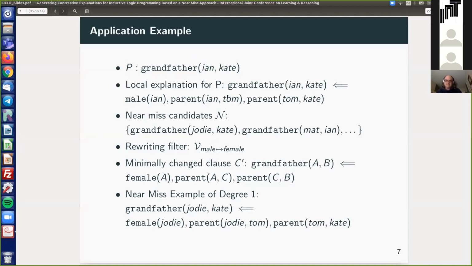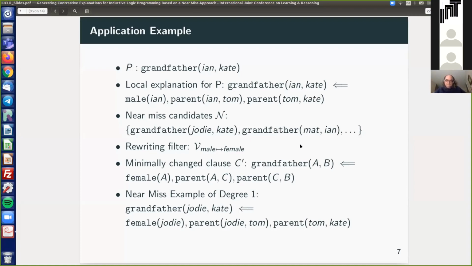And what we basically did is we just, first of all, generate all the near miss candidates. So what can there be which are actually no grandfathers? For example, we see again in this set of near miss candidates, we can find Jodie, who is a grandmother, and we can also find some other things like, for example, Matt and Ian, which are also not in a grandfather relationship, but actually in a grandson relationship.